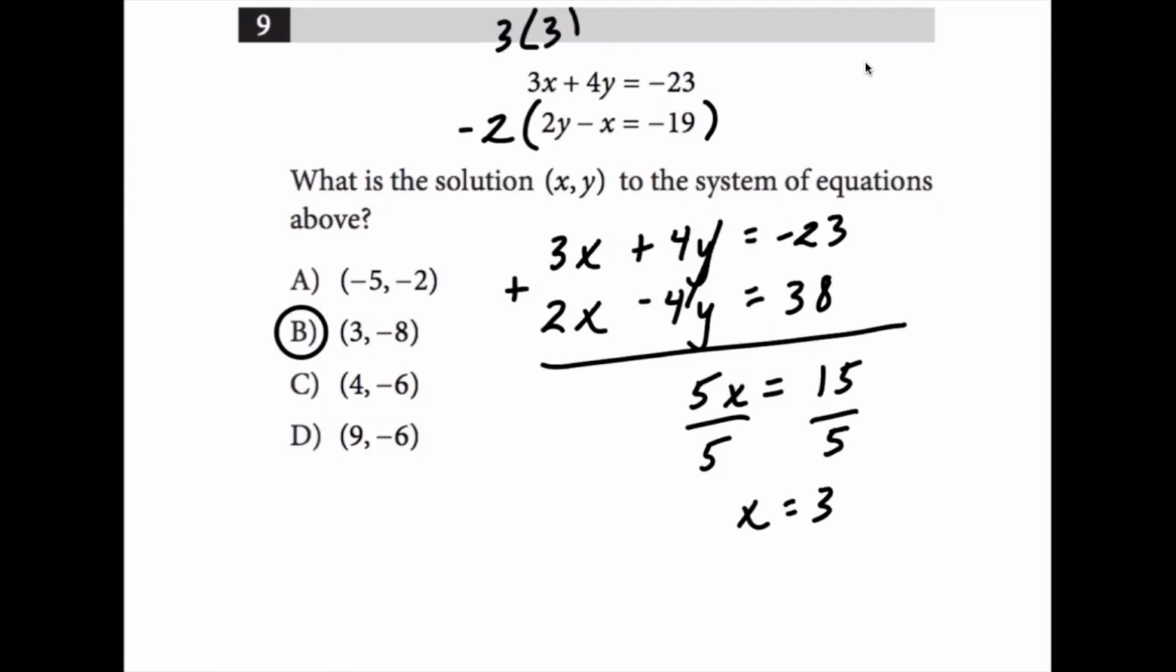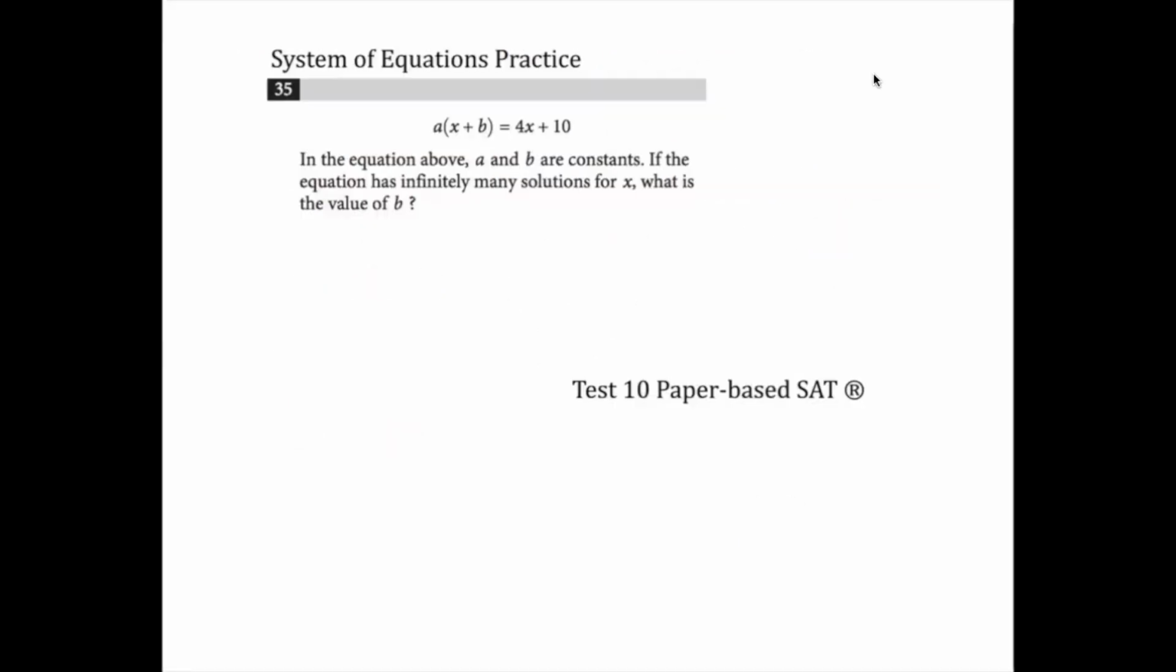So it would be 3 times 3 plus 4 times your y, for that one is -8, equals -23. That is true, so that should help you feel confident that you did it correctly. If you wanted to be extra careful, you could plug it into the second equation and make sure that it works for that also.